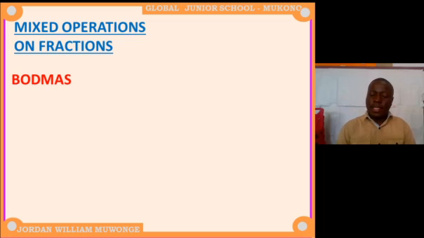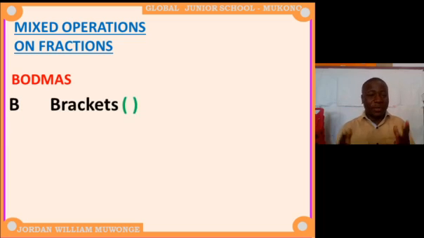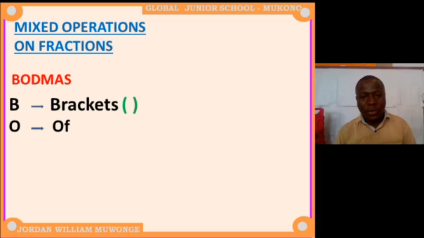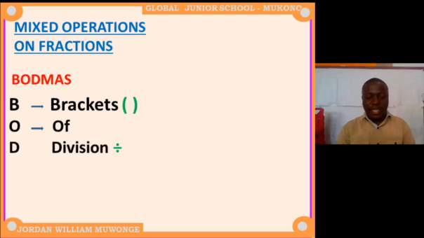Therefore, what does letter B represent? It represents brackets. And the brackets are shown there. Good. What about O? Letter O represents of. And in our previous lessons, the lesson we had about multiplication of fractions, we say that of will be replaced by multiplication sign. Let's go to letter D. What does letter D represent? Letter D represents division, and the division sign is there.